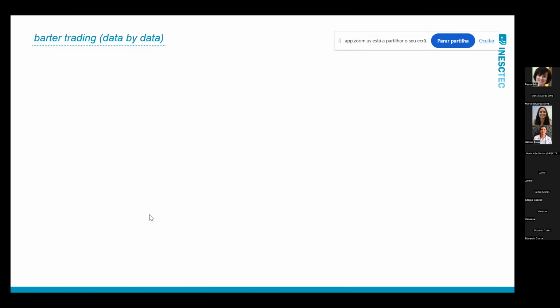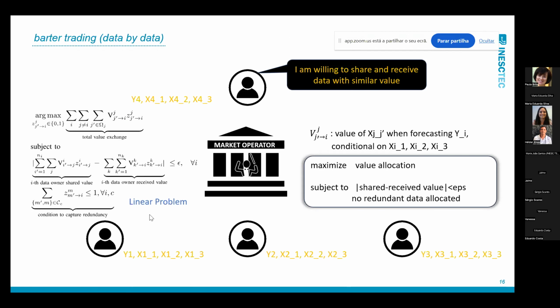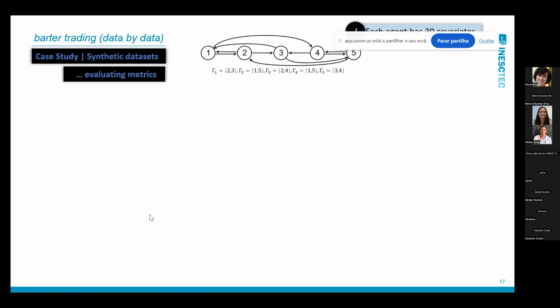So a big question is, what is the best metric to find this value of the data? We did some synthetic case studies. This is one of them. We basically have 5 data owners. We assume that, for example, data owner 1 has a target variable that depends on its own features and also on features from agent 2 and agent 3. The same for agent 2: its target depends on its own features and also features from agent 1 and agent 5, and so on.